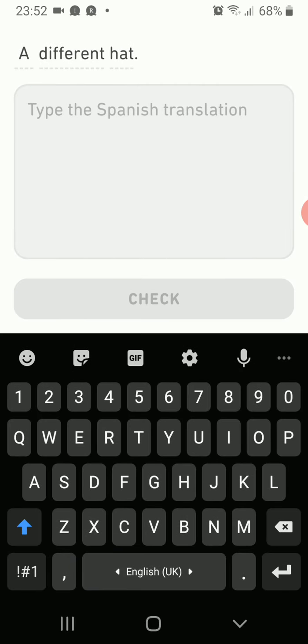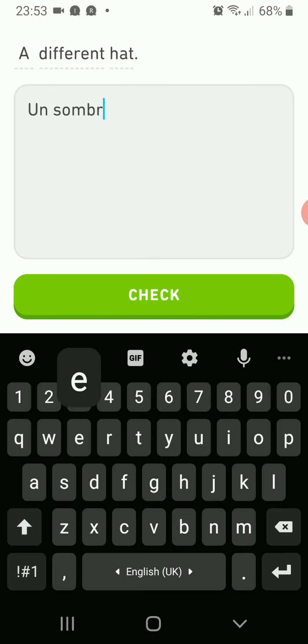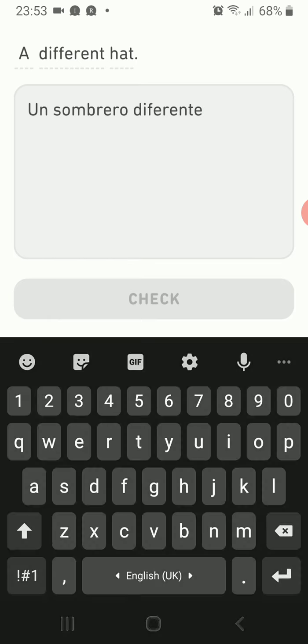And how do you say a different hat? Diferente. So a different hat is un sombrero diferente. Do you have a double F here? I think you don't. Usually in Spanish they don't double consonants, with the exception of the letter L. When you double the letter L, it sounds like a Y.